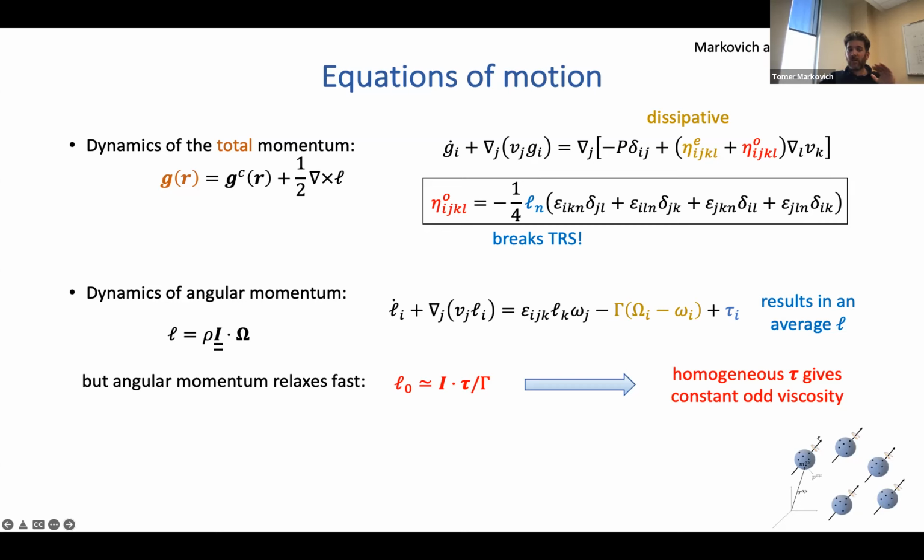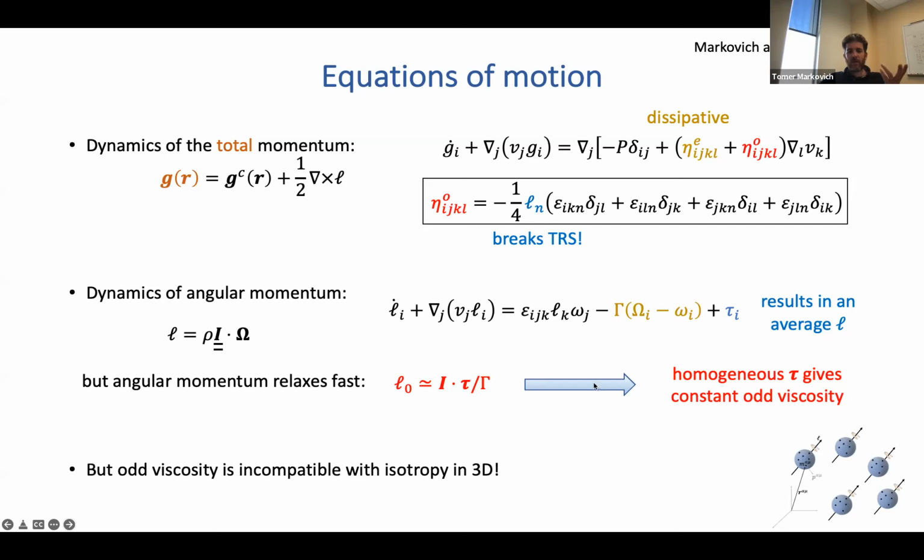So if I don't have torques, L, the angular momentum, usually relaxes very fast to 0, and the odd viscosity goes away. But if it's there, I will have odd viscosity. And this is coming just from the Hamiltonian equation. So if I relax the angular momentum and I have some, say, homogeneous torque in the system, then I have some constant angular momentum, at least to the 0th order. So external torques or homogeneous torques will give me constant odd viscosity.